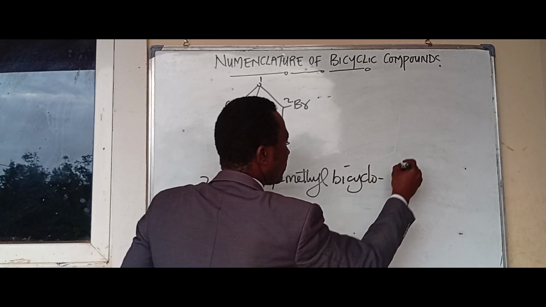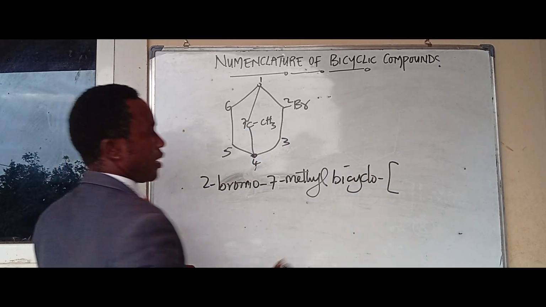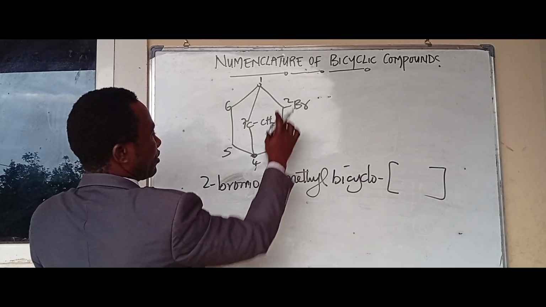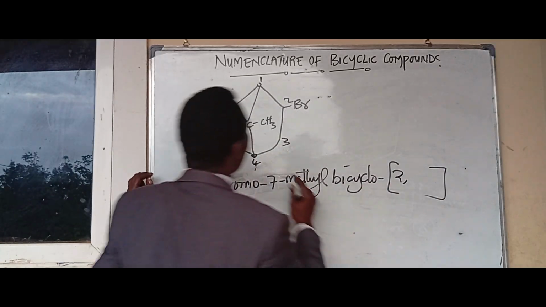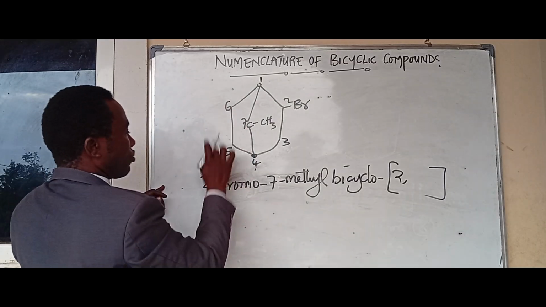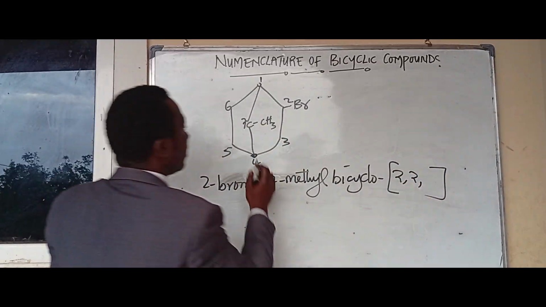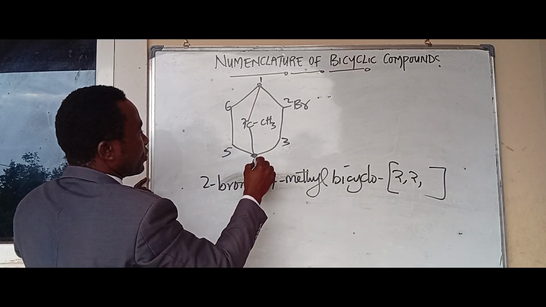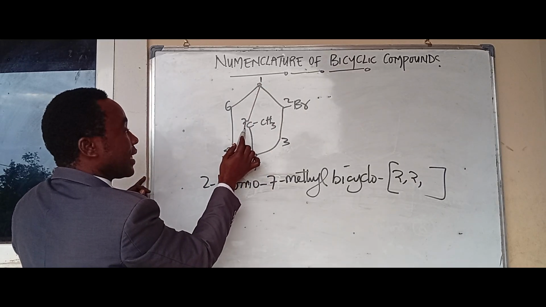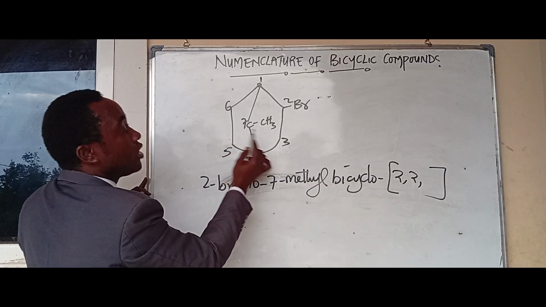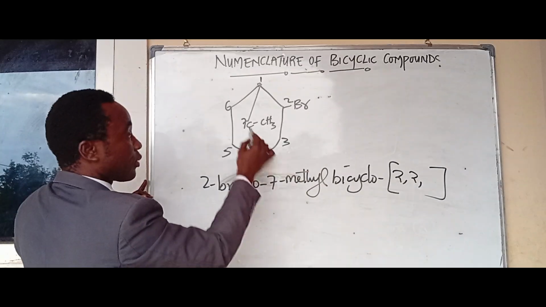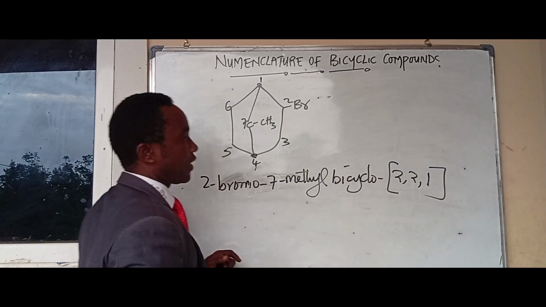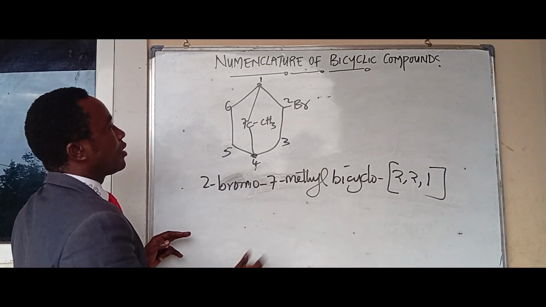Then what are the numbers here? How many carbon atoms do we have here? 1, 2. So it is 2, comma. How many carbon atoms do we have here? 1, 2. That is also 2, comma. Is there any carbon atom between the bridges? This bridge and this bridge are connected by a carbon atom. How many are they? 1 carbon. Remember, it's 1 carbon. Just that it's having a substituent, but it's 1 carbon that connects this and this. So that is why we should put 1 here.